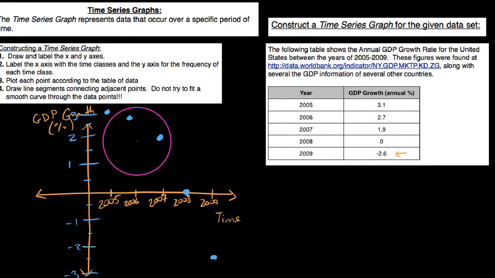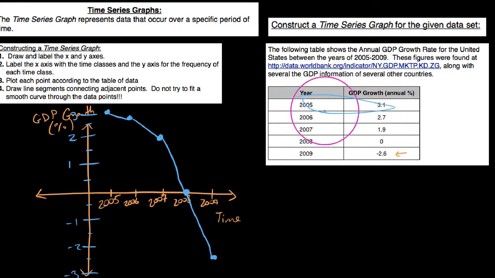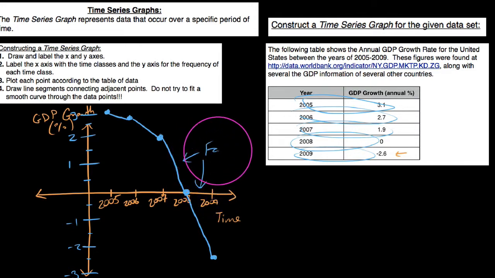A time series graph, after we connect the dots, which is step 4 up here, you want to use straight lines when you connect the dots. You do not want to use a curved line because you don't know what it did between the years. You only need to know what it did at the actual years 2005, 2006, 2007, 8, 9. You don't know what happened in between, or we do, but we only care about those data points. Also, the steeper the slope, the faster the change. So that's how you make a time series graph.